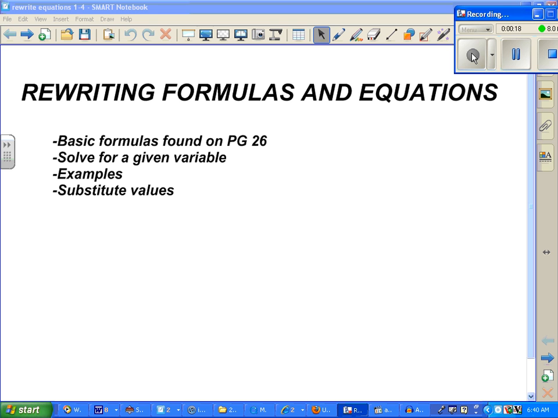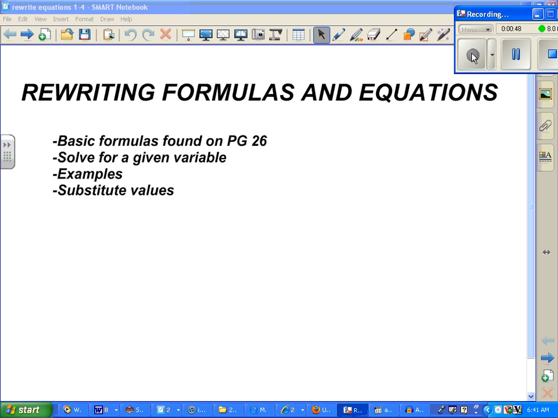Okay. What we're doing today, we're rewriting formulas and equations. We'll explain what that is. We're going to go through basic formulas you should already know by now. We'll just kind of review them. Solve for different variables. That's basically what we're doing with rewriting. We're not changing the value of the equation. We're just making it look different. Work some examples and then talk about substituting some values once you've done that. Okay.